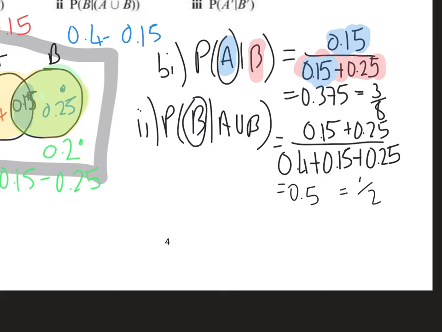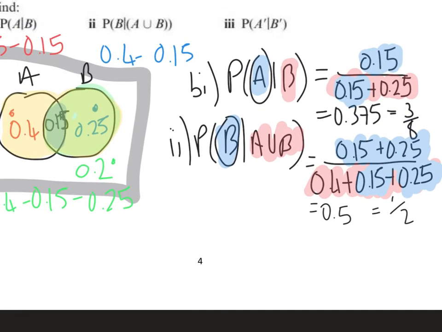So again, we're looking at A or B happening, and we put that on the bottom. So that was all the things inside the circle. Then we say out of those, which ones are where B happens, and it was the 0.15 because that was the middle, and 0.25 because that was just B happening, and they go on the top.